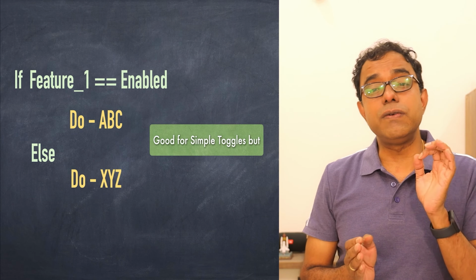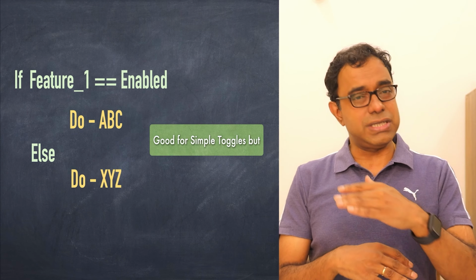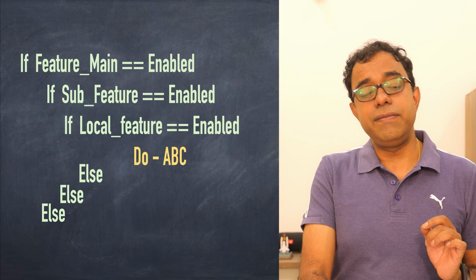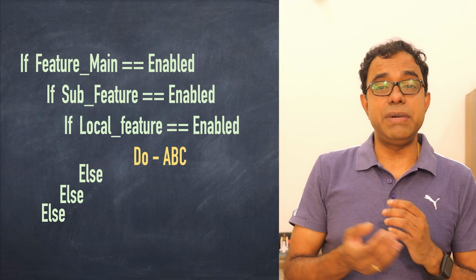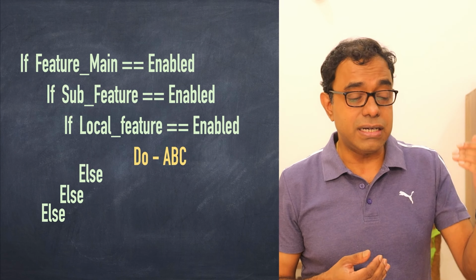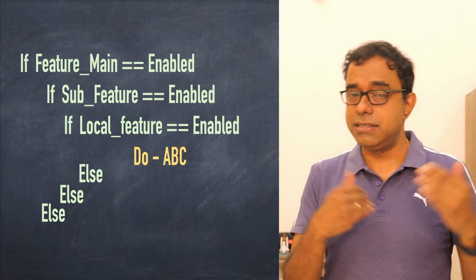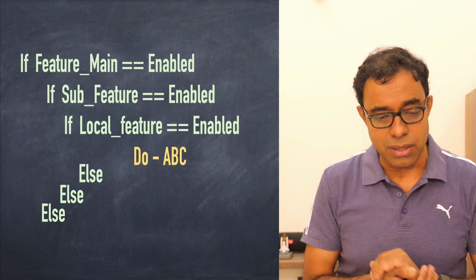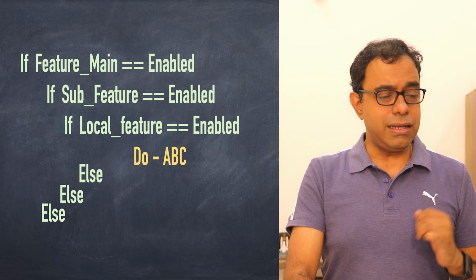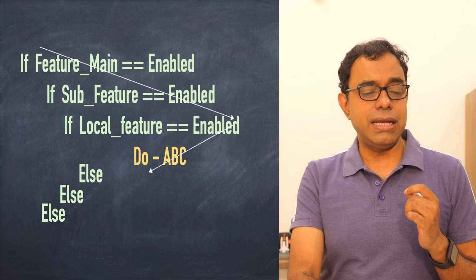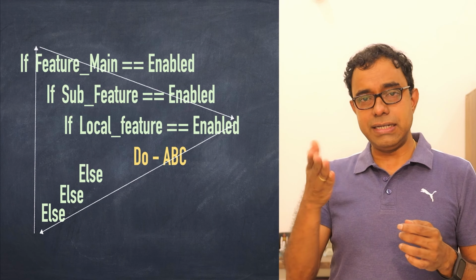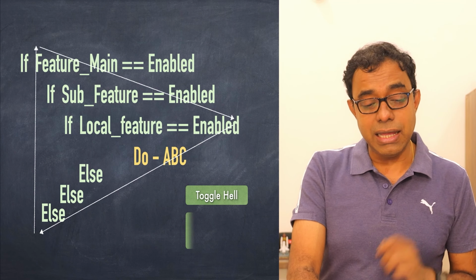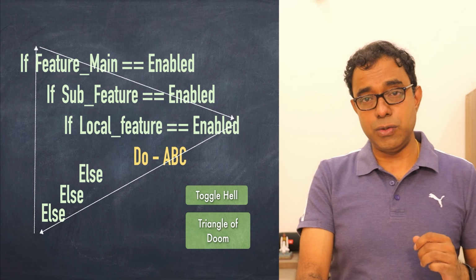This is good enough for very simple toggles or for code which is simple or small. But it is not good if you have multiple features enabled, and you have to write if condition after if condition after if condition and so on. Here you can see I have written main feature, then sub feature, then local feature, do ABC. If you look at this, these if conditions will look like a triangle. This is also sometimes called toggle hell or triangle of doom.